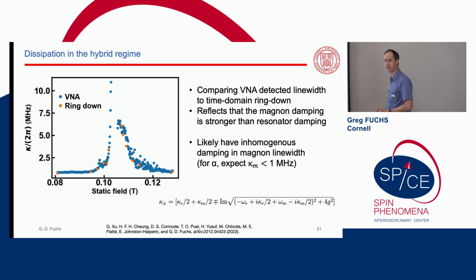The line width from the network analyzer and the line width that we infer from ring down are a good match to one another. And you can see that, again, as you get to the magnetic field where you have hybridization between the magnon mode and the resonator mode, you approach the average of their damping rates.